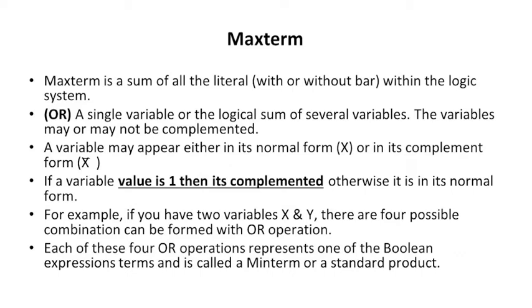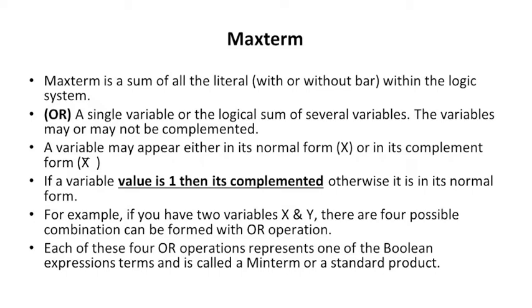Next heading is maxterm. Maxterm is the sum of all literals with or without bar within the logic system, or a single variable, or a logical sum of several variables. The variables may or may not be complemented. A variable may appear either in its normal form or in its complemented form, x bar. If a variable value is 1, then it is complemented. Otherwise, it is in its normal form.